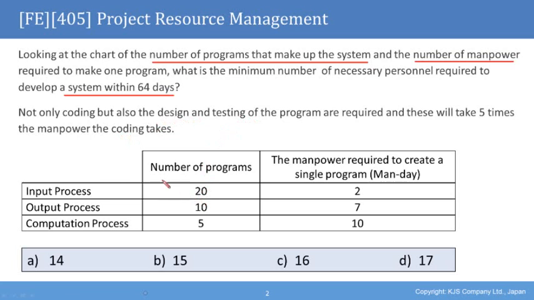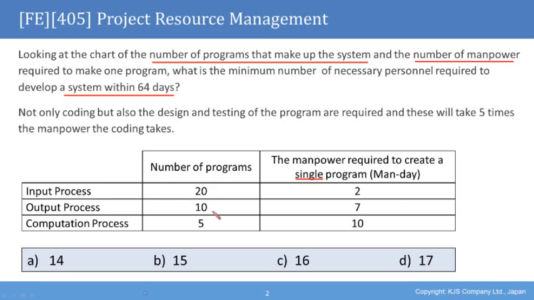We see a table here for how the system works. For the input process, there are 20 programs that we must have. Now to create a single program, it takes 2 man days, and we'll explain what this means in the next slide. So to have one single program, it takes 2 man days, and we need 20 of them. So you can see there will be some kind of calculation involved in this.